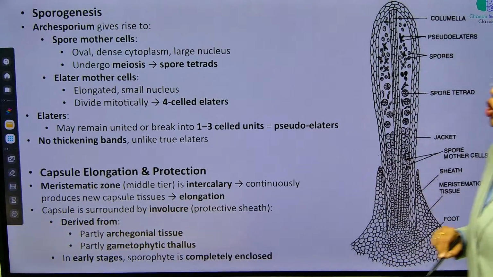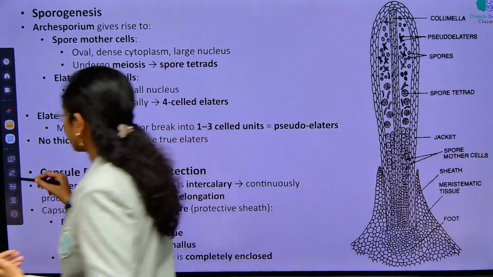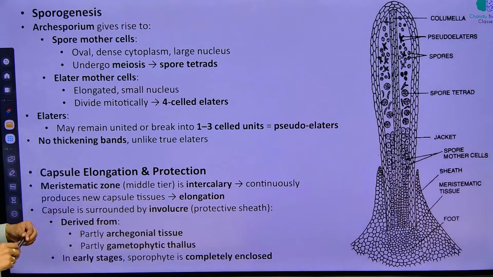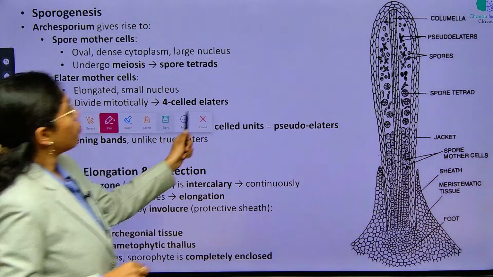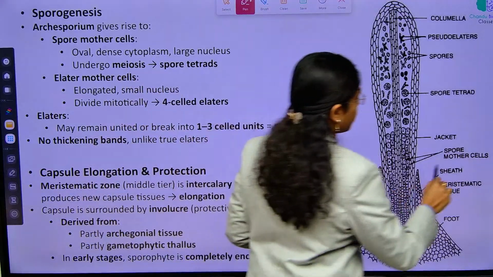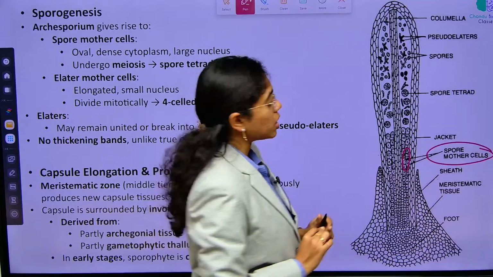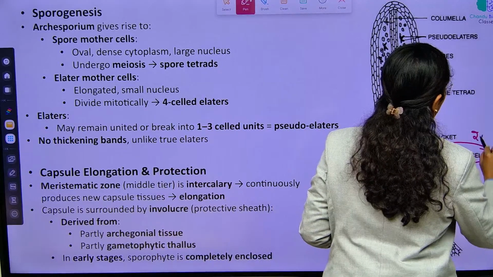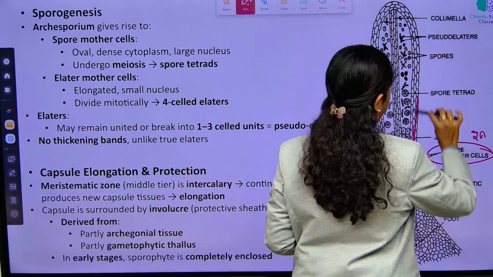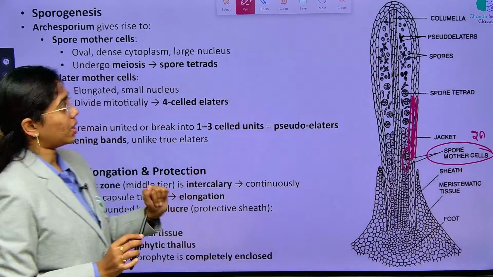Now you see sporogenesis. Inside the sporophyte, how are spores formed? Archesporium, which is diploid, will give rise to spore mother cells. If you can see, spore mother cells are present. These spore mother cells are diploid, and they are again enclosed by a jacket outside. The jacket layer is enclosing the spore mother cells.